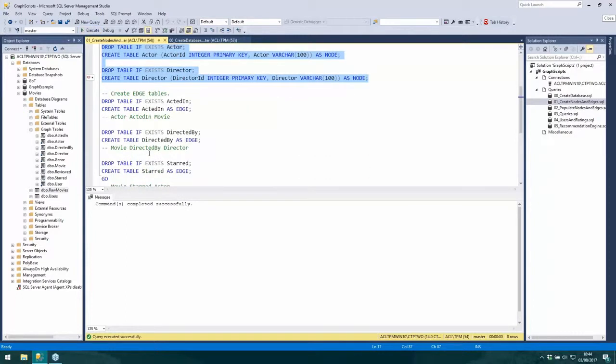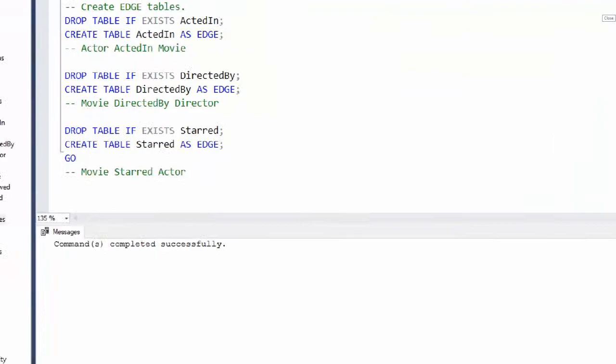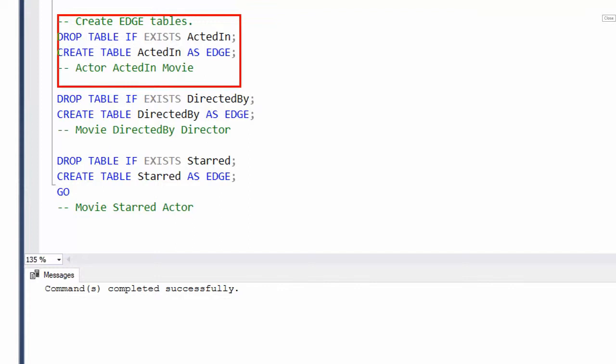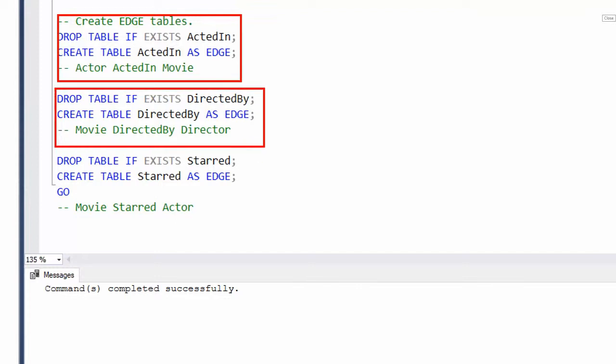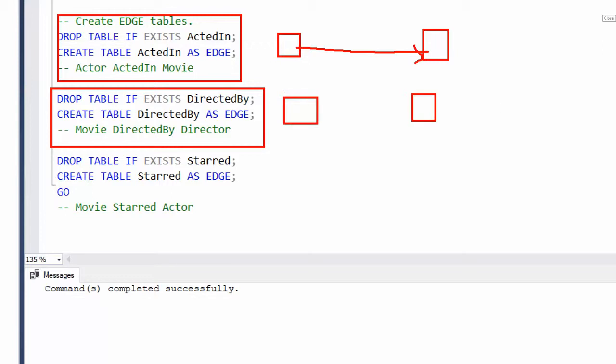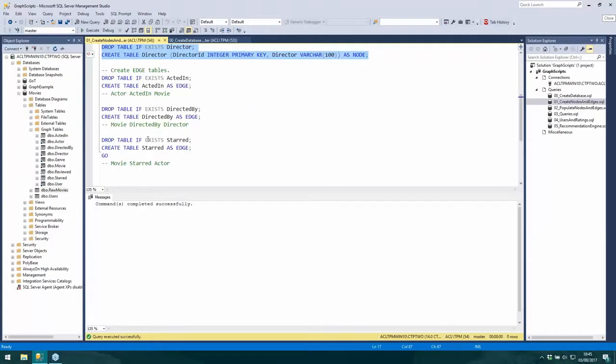Okay, that completed. And I'm going to build out a couple of basic edges. So a person who acted in a movie and a movie that is directed by a person. So in this example, we're going from our actor to our movie that way. And then in this example, a movie is essentially directed by a person, in this case, a director. And let's populate these ones as well.